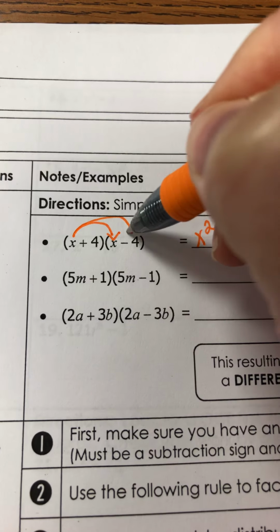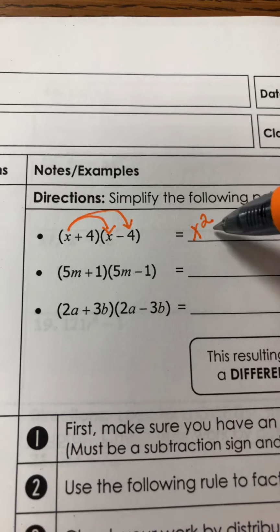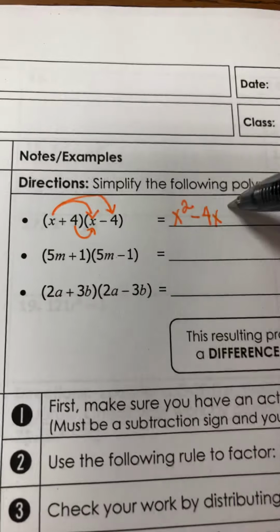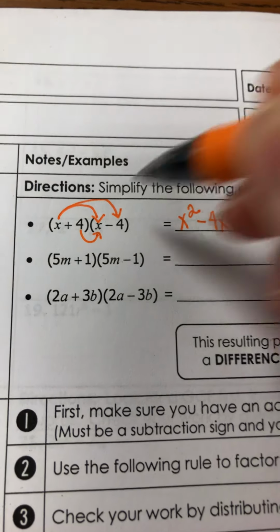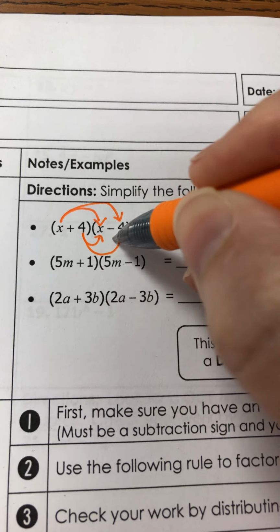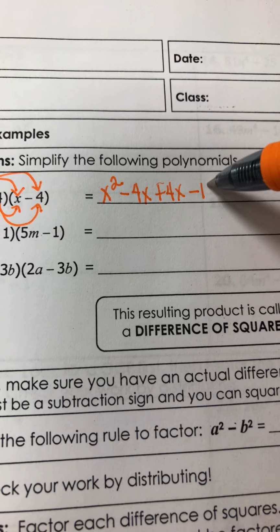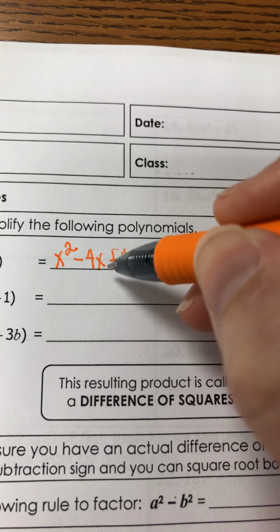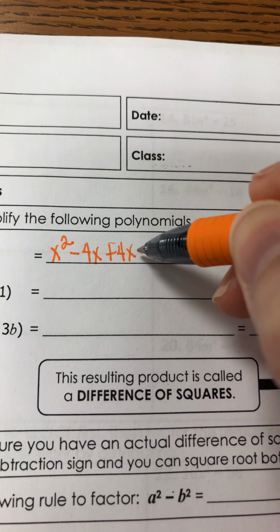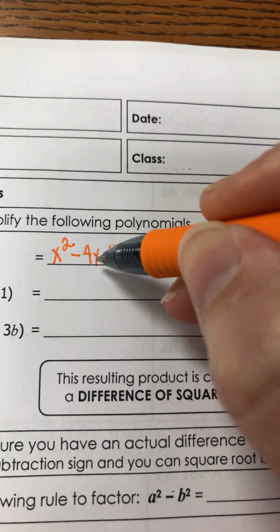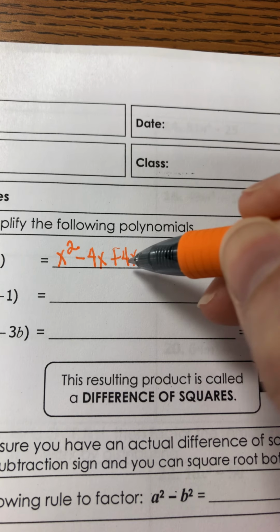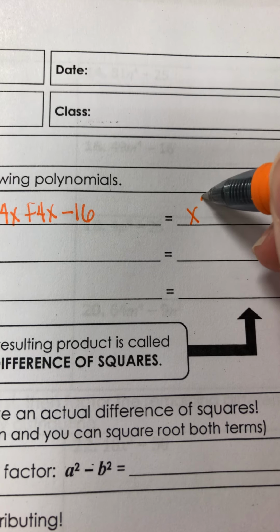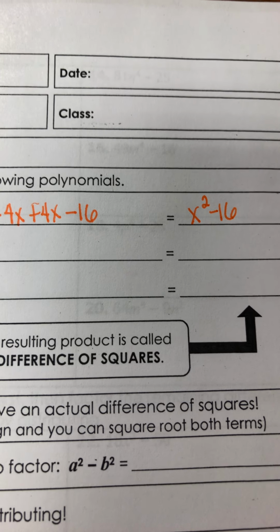Outer will be x times a negative 4. That's negative 4x. Then inner, 4 times x is positive 4x. And then last is positive 4 times negative 4, which is negative 16. Your two middle terms are like terms, so since they are x to the first and x to the first, add those together, but only add the coefficients. Negative 4 plus positive 4 is 0, so those two cancel out. And what you're left with is x squared minus 16.